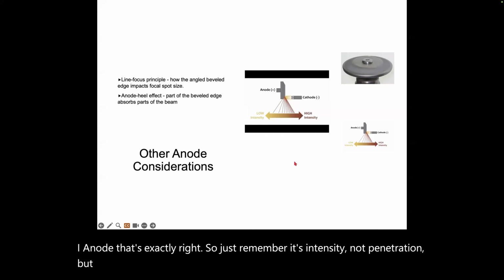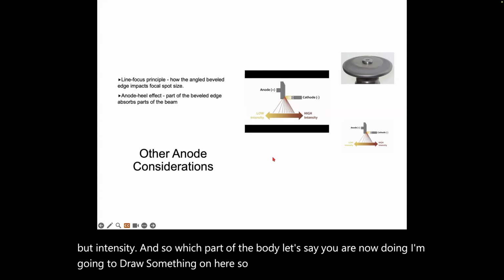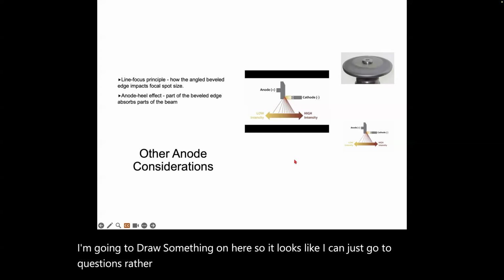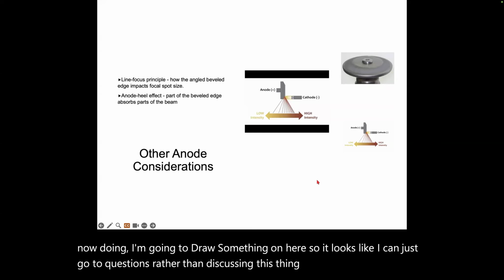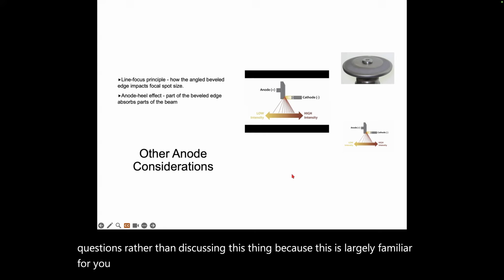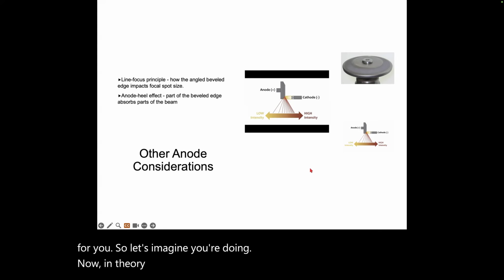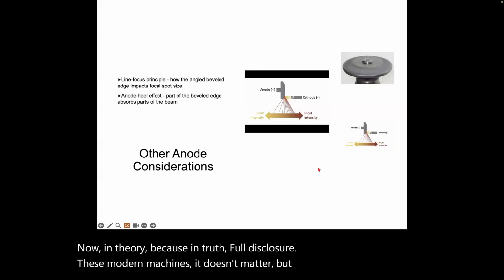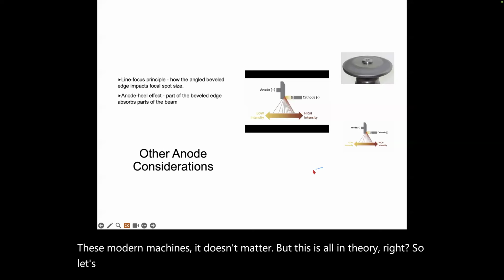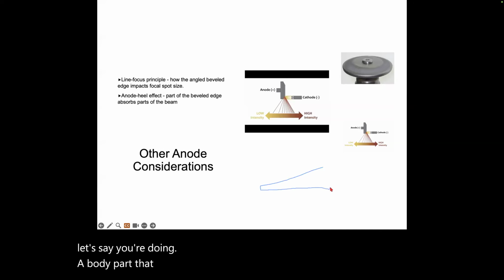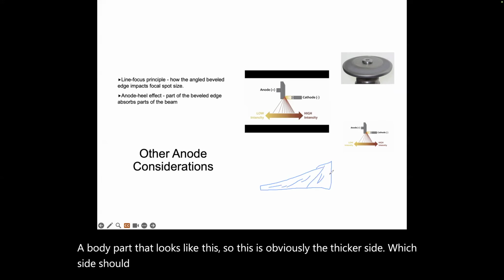And so, which part of the body? Let's say you are now doing... I'm going to draw something on here. It looks like I can just go to questions rather than discussing this, because this is largely familiar to you. So let's imagine you're doing, in theory, because in truth, full disclosure, with these modern machines it doesn't matter, but this is all in theory, right? Let's say you're doing a body part that looks like this. This is obviously the thicker side. Which side should you position under the cathode?